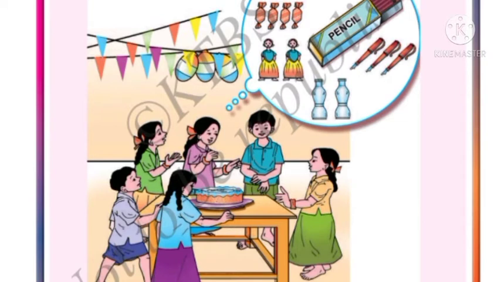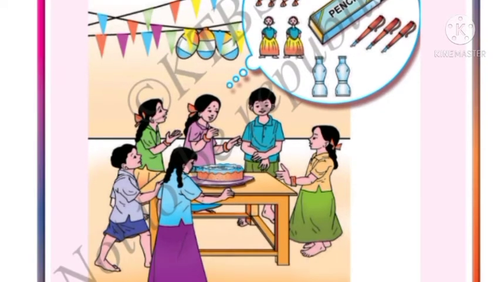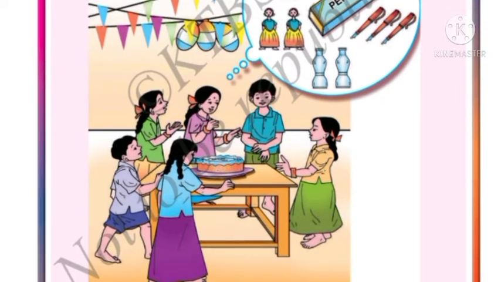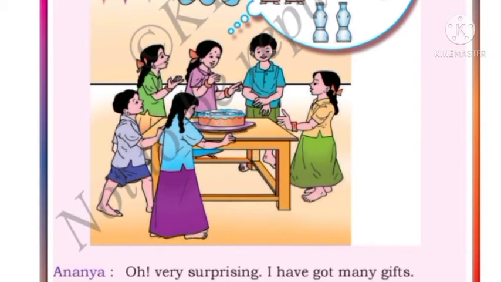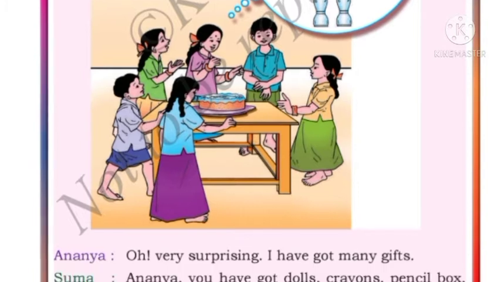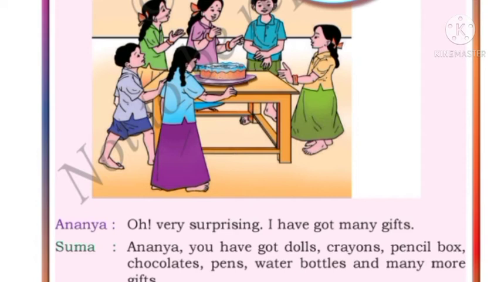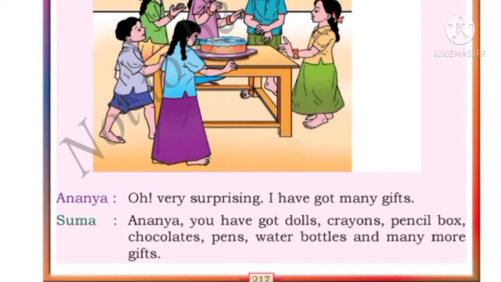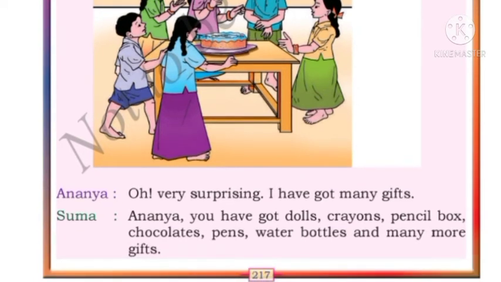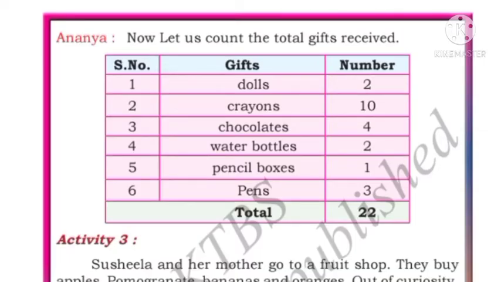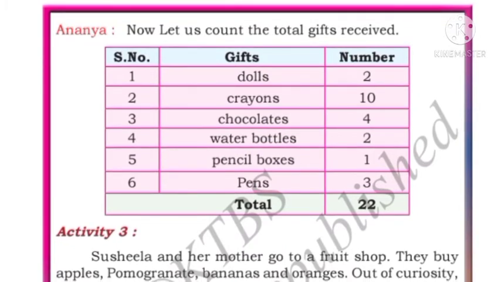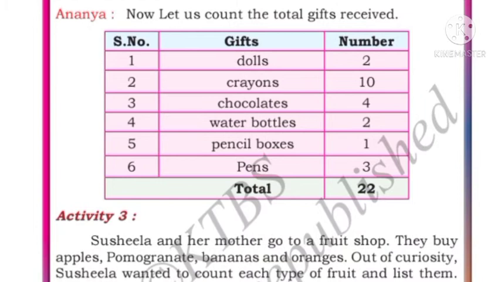Likewise here, Ananya's friends are giving gifts to Ananya for her birthday, and Ananya is very happy and she is telling, oh, very surprising, I got so many gifts. So Suma is telling Ananya, you have got dolls, crayons, pencil box, chocolates, pens, water bottles and many more gifts. Now Ananya is telling, yes, let us count the total gifts received. So all the children are counting the gifts.